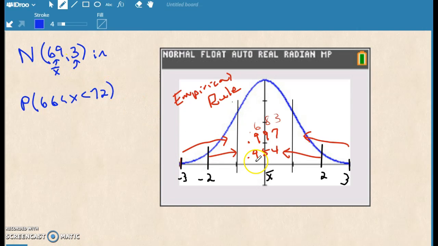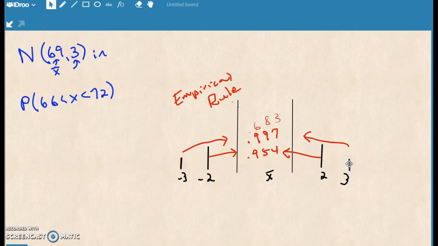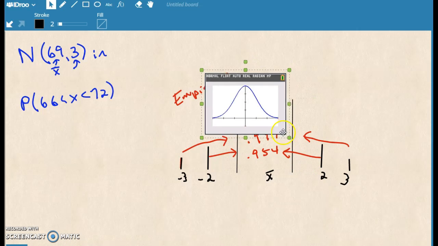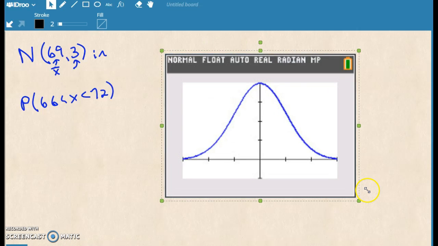3. If I went back from 66, let me get ourselves a clean graph here. If I went from 66 out to 72 on this distribution, here's what you would see. So here's our theoretical mean at 69.